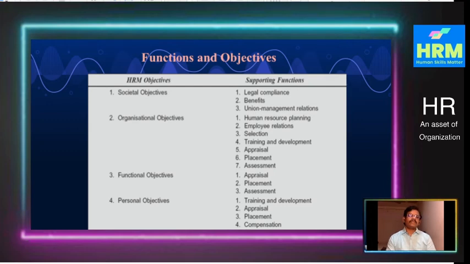The third is the functional objective, the HR objective, which covers appraisal, placement, assessment, and other aspects. The personal objective is providing training programs or empowerment schemes, appraising and giving feedback for them to improve further, placement, and providing decent compensation. So these are all related to personal objectives. On one hand are the human resource objectives, and on the other hand the supporting HR functions. So these two are interaligned. That is the essence you can understand from this slide.